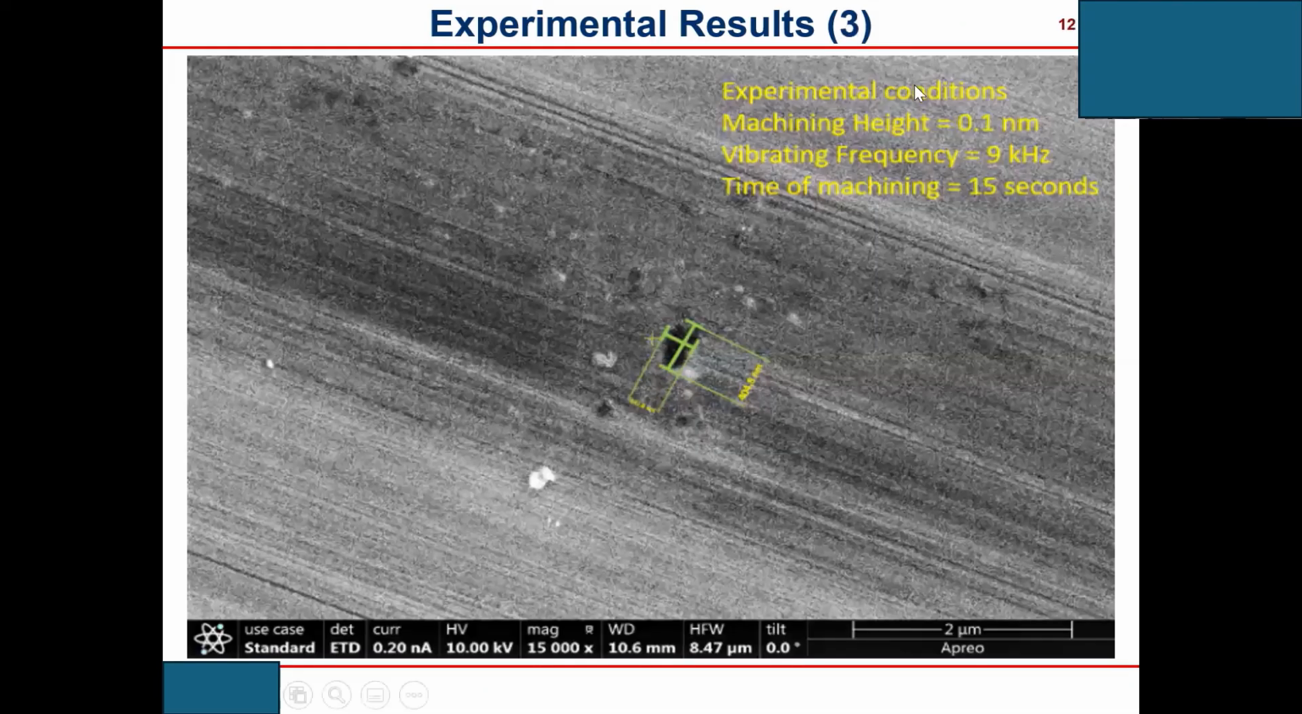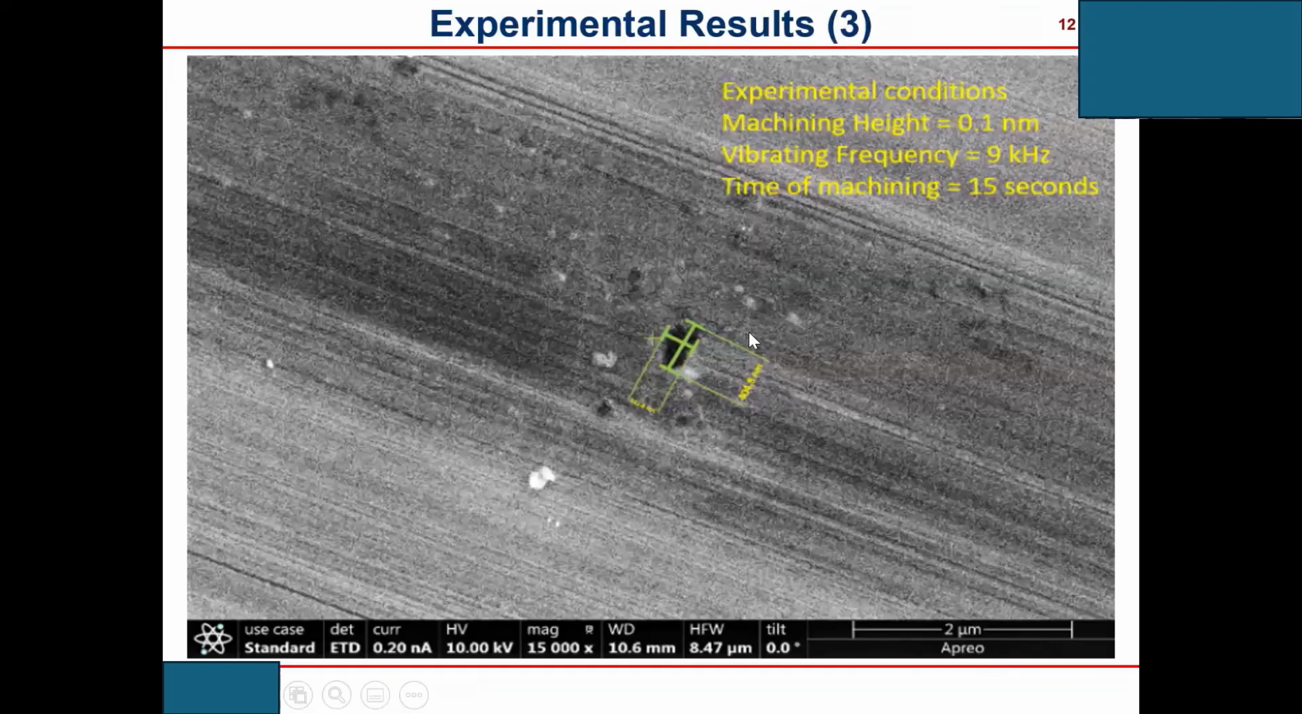So here is another one. Machining height 0.1 nanometer, vibration frequency 9 kilohertz, time of machining 15 seconds. So this time it is not very circular. We can see this dimension and this dimension, and they are not very close.